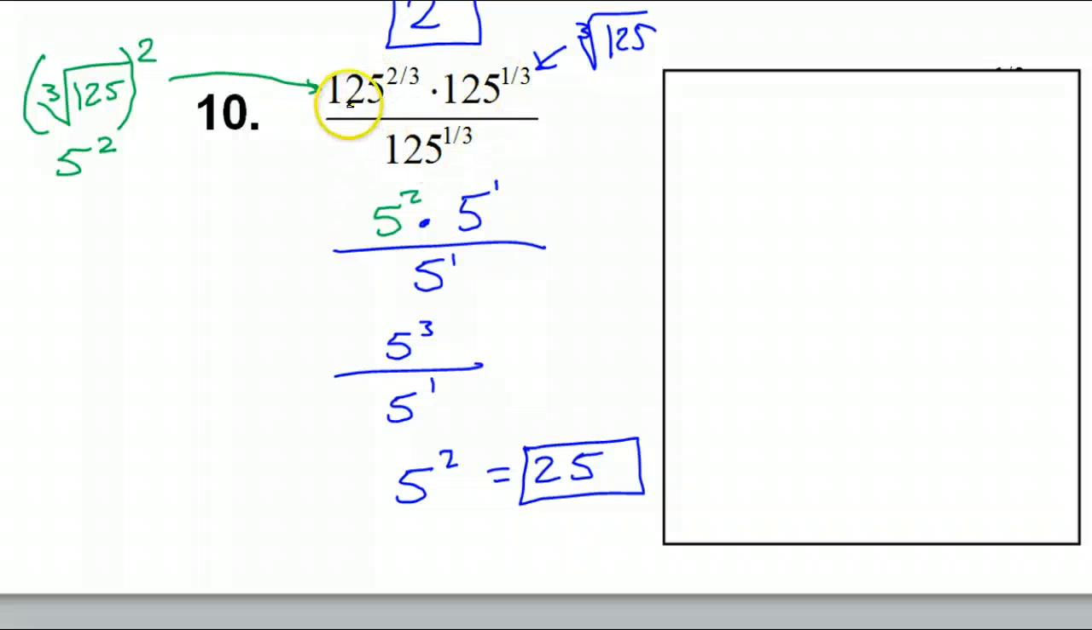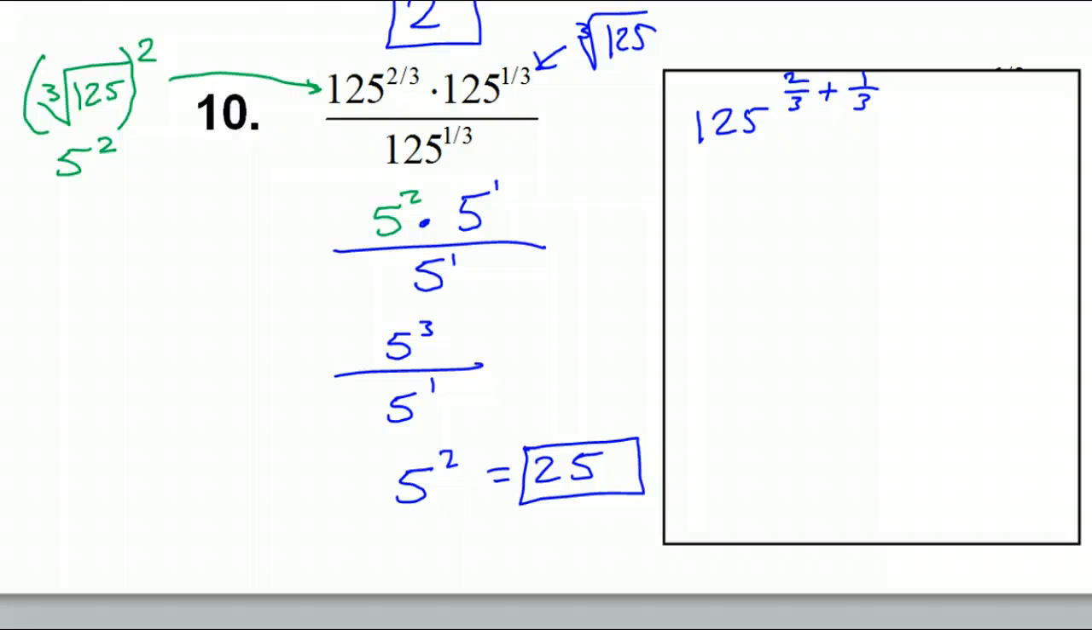Right from the beginning, all the bases are the same. For the other problems, anytime the bases were the same, I went ahead and did something with the exponents. So another way to do this would be to go 125. Putting the numerator together, it should be 125 to the 2/3 plus 1/3 power.